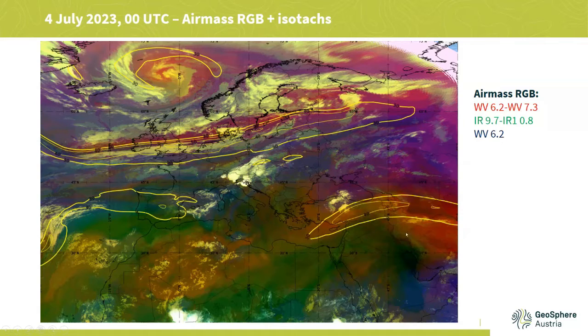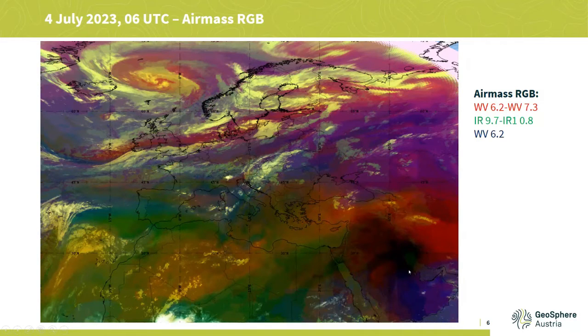What more can we see? We have here still some more areas with reddish colors and orange colors. And if we now take a look at the 6 UTC image, you can see that this area of reddish colors got bigger. The red color got more pronounced. It's more dark red.